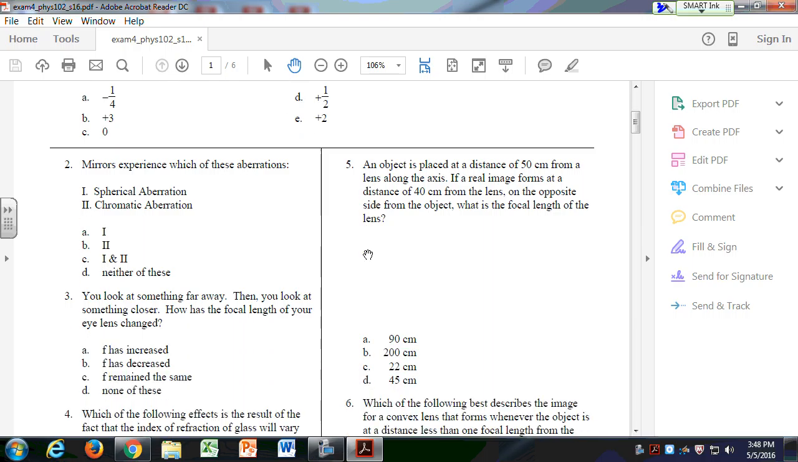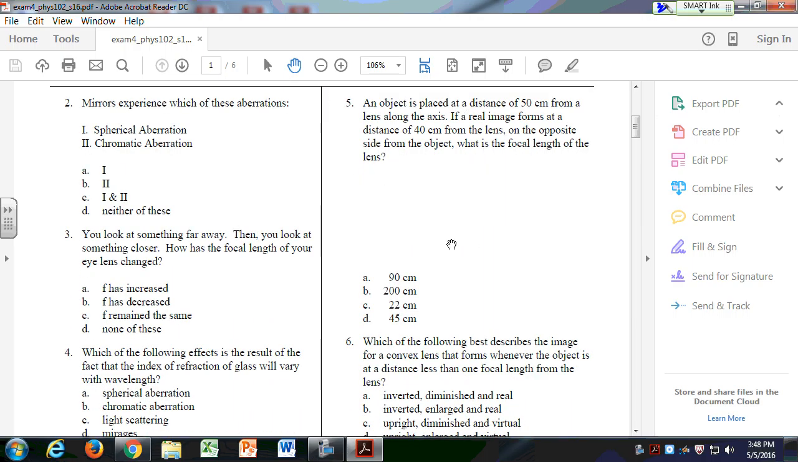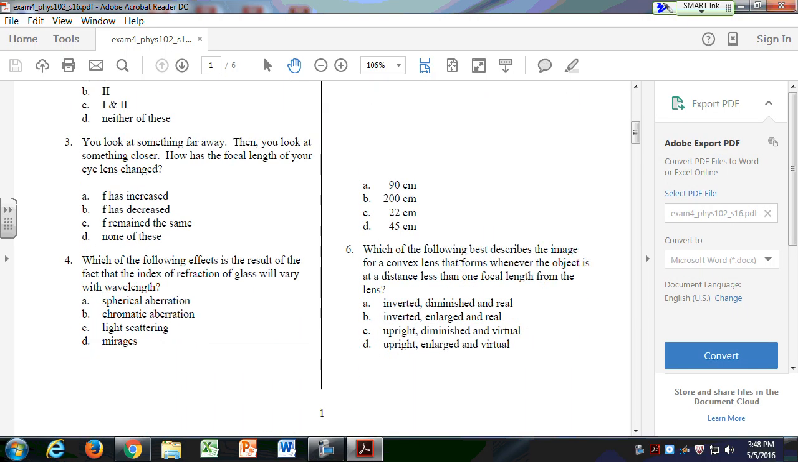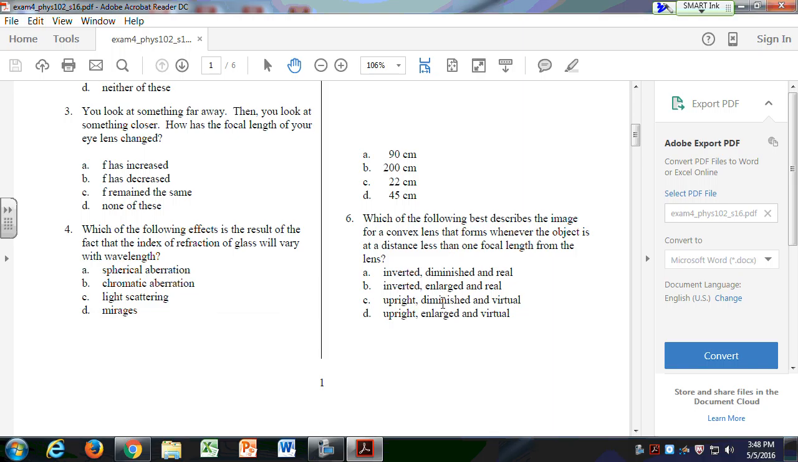Two lenses, aberrations, more lens problems. I don't remember. I mean, you have a couple of lens and/or mirror problems. I expect you have one of each. I don't remember.